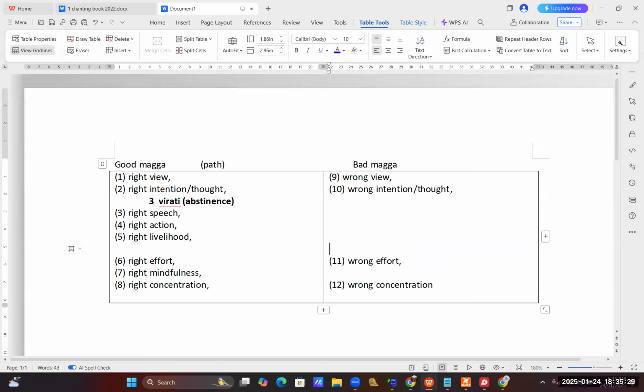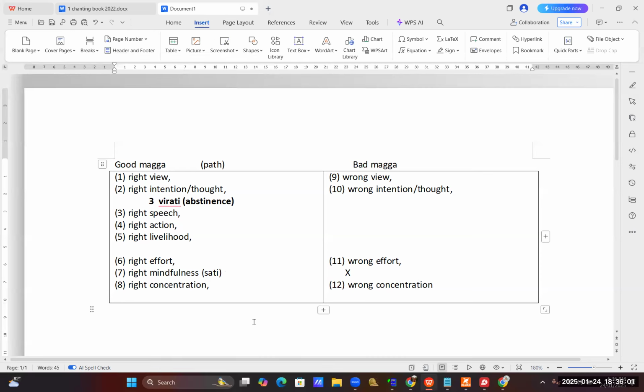Okay. Now, right effort, right mindfulness, concentration. There's a right effort, opposite will be wrong effort. There's right mindfulness, but there's no wrong mindfulness, okay? Because mindfulness, in Pali we call sati, is always associated with kusala. So there will never be a wrong mindfulness. Right concentration, yes, you have wrong concentration, so you have.